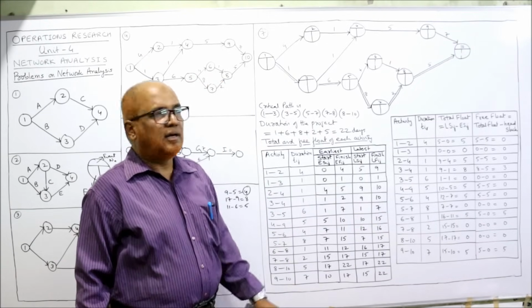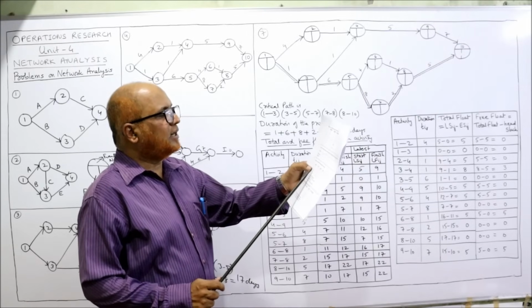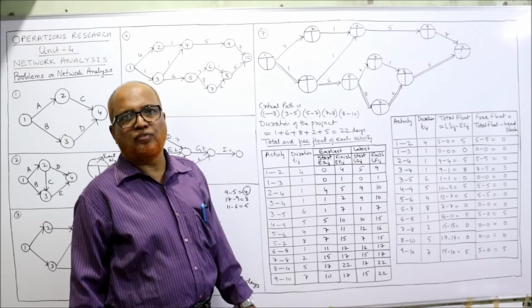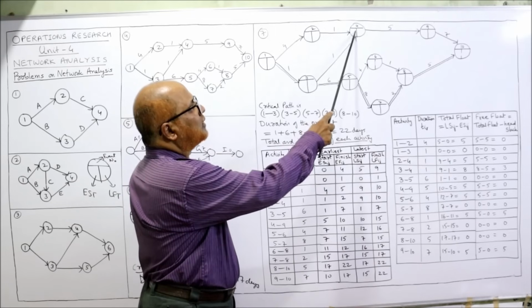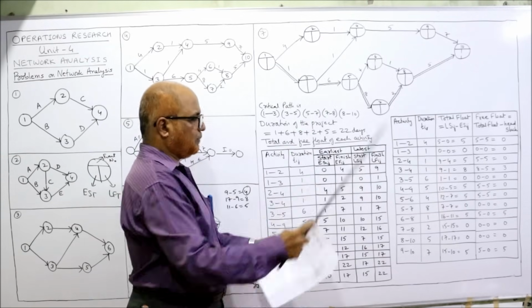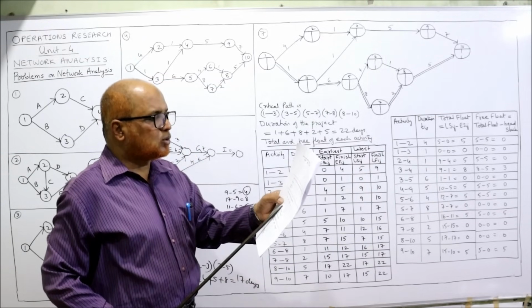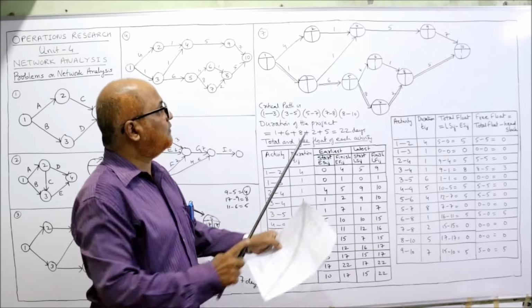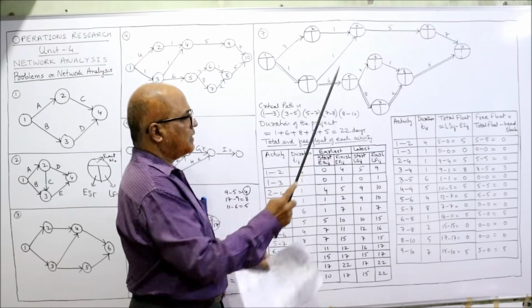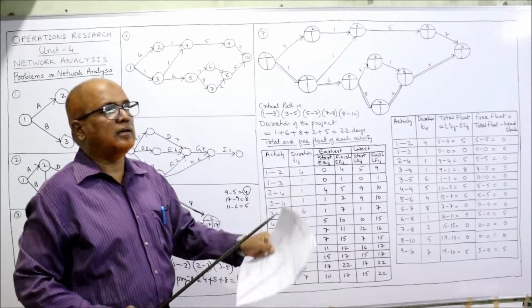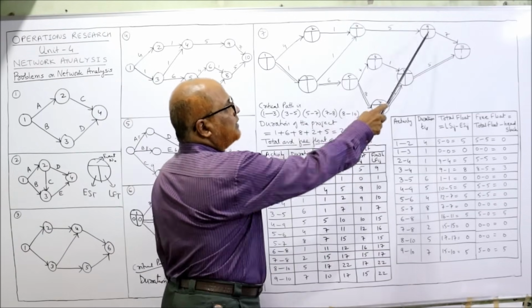Right? 1 to 2, 1 to 3. Then 2 to 4, 3 to 4. Here 2 to 4, and this is 3 to 4. Then 3 to 5. Right? Then 4 to 9.